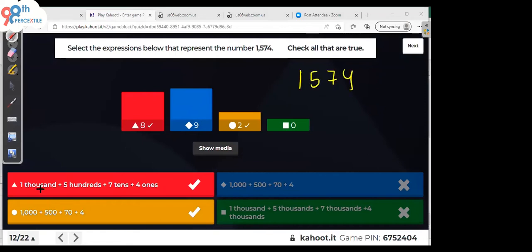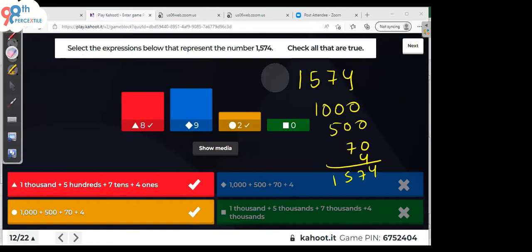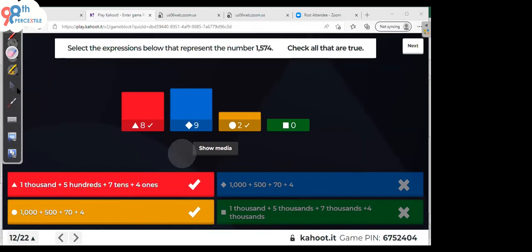So see 1000 plus 500 plus 70 plus 4. This would have given us 1574. And this also, see this one, this is written in words and this is written in the digits. This is the same thing. So you should have selected both to get the correct answer. Okay, understood this thing?